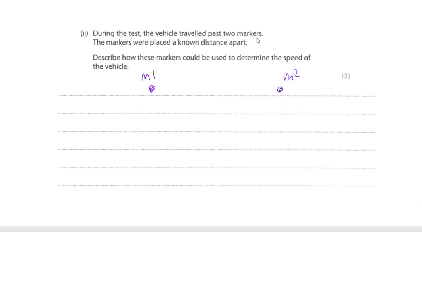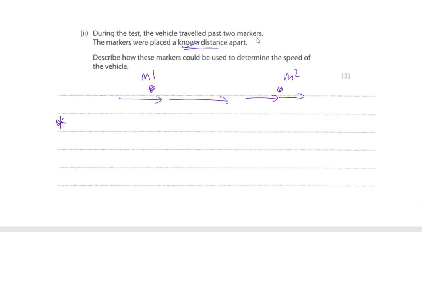Okay, so what do we need to do there? Determine the speed where it goes from here to here. So here we go. The distance is known. Now we need to find a way to work out the speed. So we need distance, we need time.